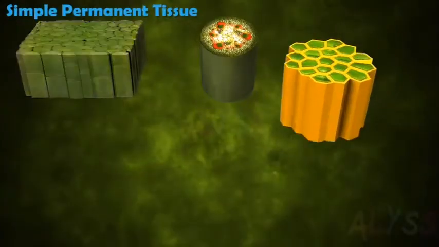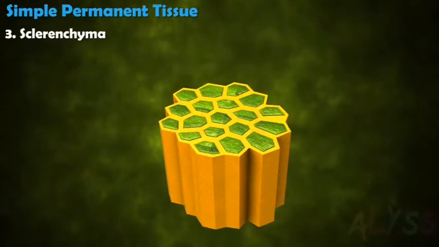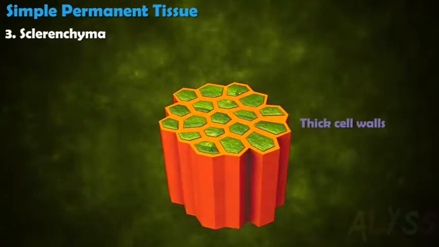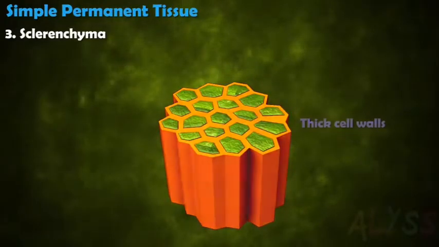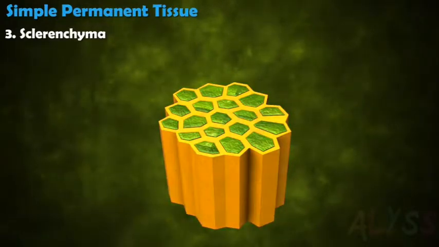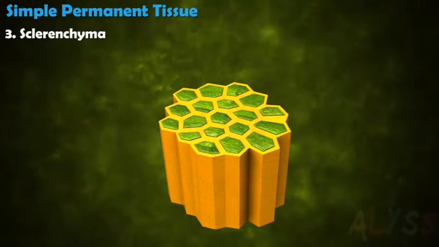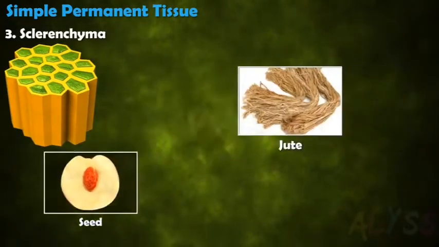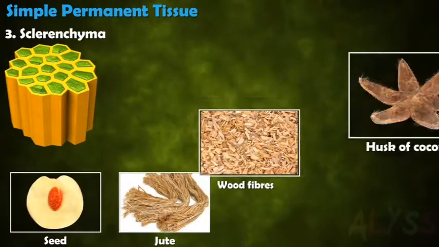Number 3 is sclerenchyma. These are dead cells with no protoplasm. They have thick cell walls and the cell lumen is lost. The main function is to provide mechanical support. They form the hard covering of seeds, jute, wood fibers and the husk of coconut.